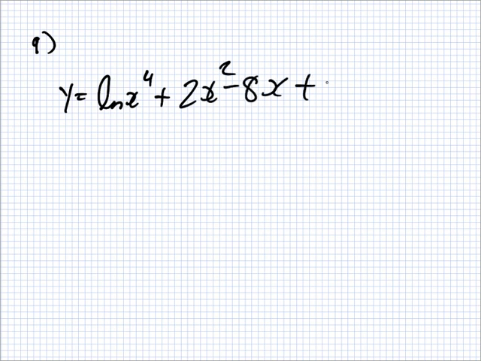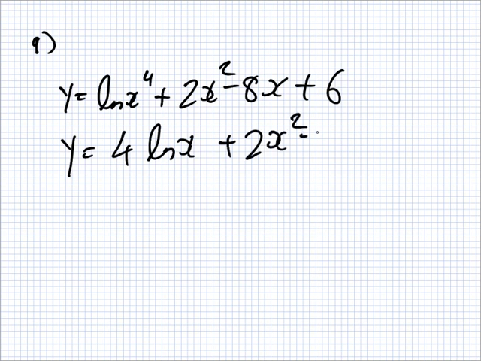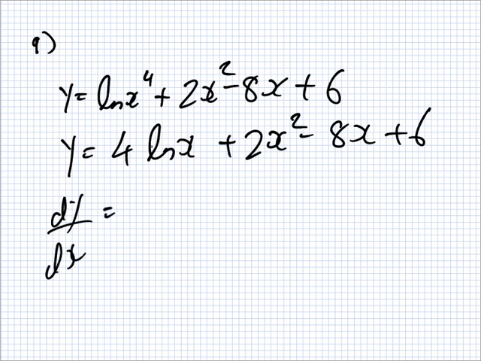Okay. I want the turning points here. So what should I do first with this one? Yeah, bring down the 4. Good. Were you asking me this one, Michelle? Was this your question? So next I calculate the derivative. What's the derivative of 4 log x? 4 over x, and then 2x squared? Just 4x, no minus. And then minus 8x? And 6? 0. Yeah, and that should equal 0.